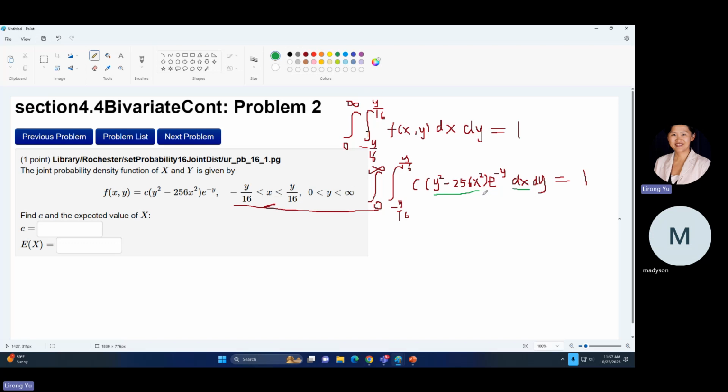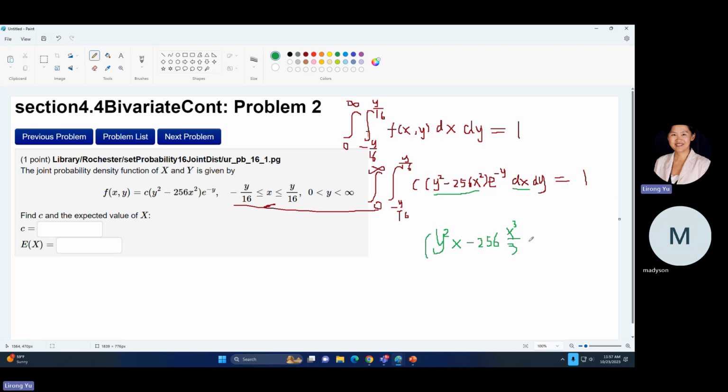So the inner integration is with respect to dx. The y squared is really a number, so you have y squared dx, and the antiderivative is y squared times x. So that integration gives you y squared times x minus, this time with 256 as the coefficient, the integration of x squared, which gives you x cubed over 3.